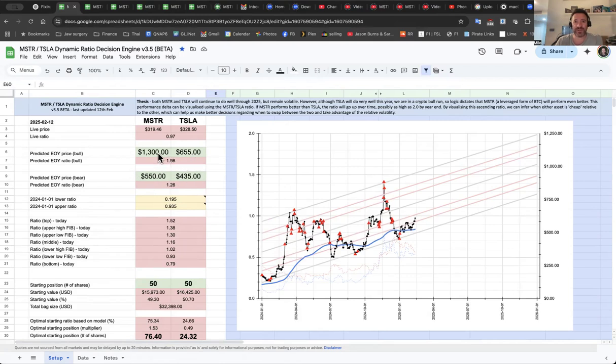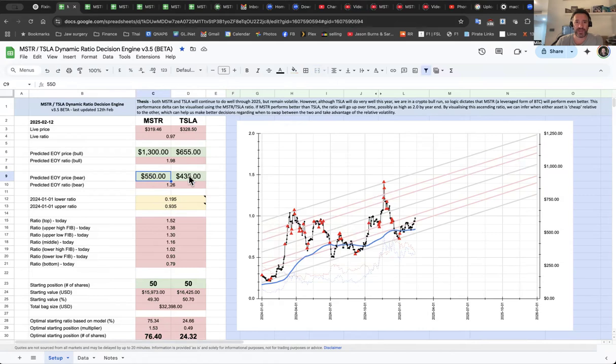Here's where you can enter your bull target for MicroStrategy and Tesla. So if we think 1300 for MicroStrategy by the end of the year and 655 for Tesla by the end of the year, that's where we would enter this. And that gives us 1.98 as the ratio. This number is used to determine the top of the range. So this point here is basically 1.98.